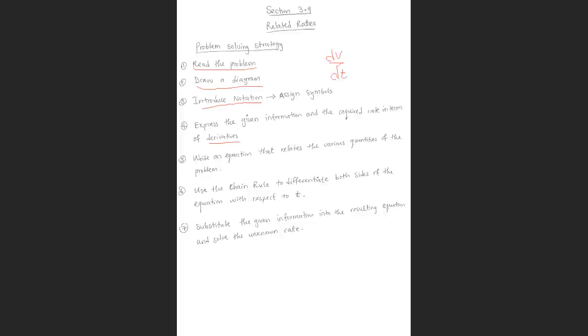Then, very important, write an equation that relates the various quantities. You need this equation, very important. And then you're going to differentiate. So that equation you have is step 5. You're going to differentiate using the chain rule, with respect to t. When I tell you the rate at which something is changing, it's d/dt, so it's going to be with respect to time. Then substitute the given information into the resultant equation and solve for the unknown rate. Enough about the steps. Let's do an example so that we go through it step by step.